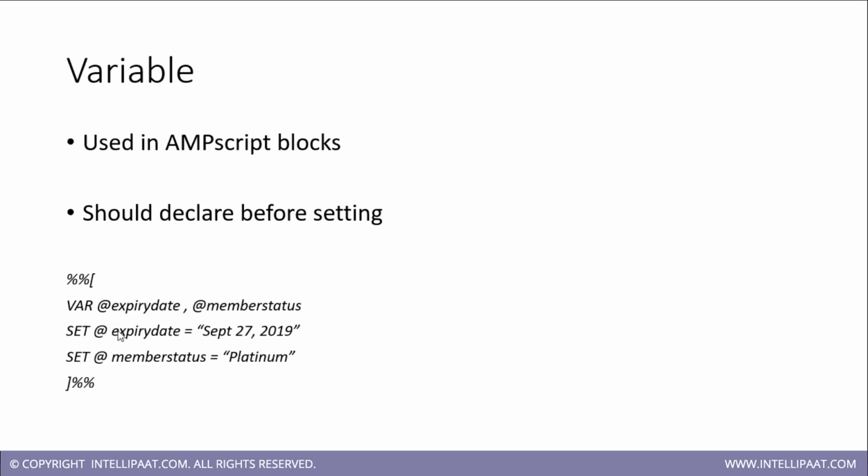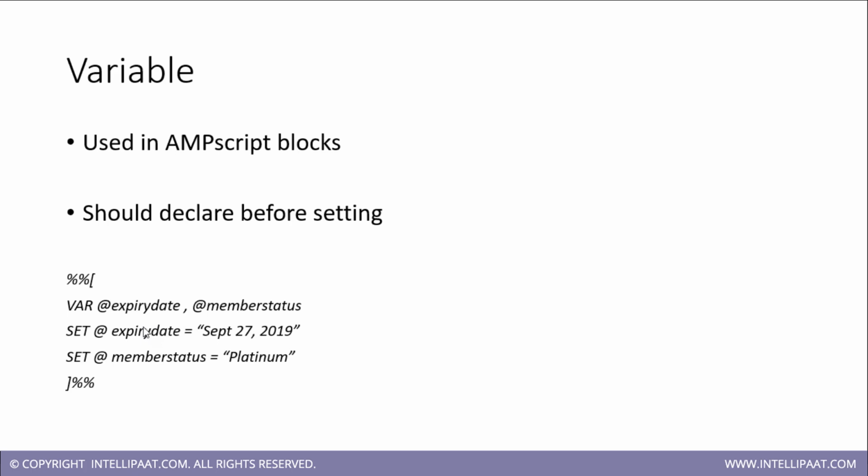So in this case, I've just simply set the expiry date equals, let's say, this date, or the member status is equal to platinum. So this is the way I'm actually setting a value to that particular variable, in this case expiry date or member status. So this is how you do that.